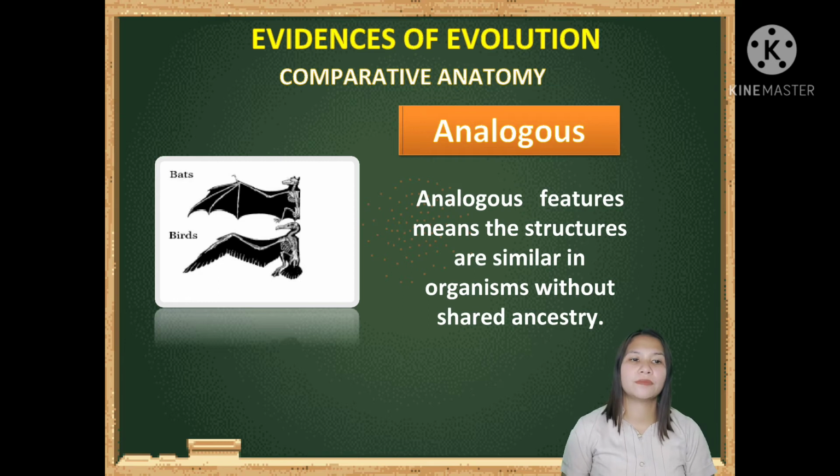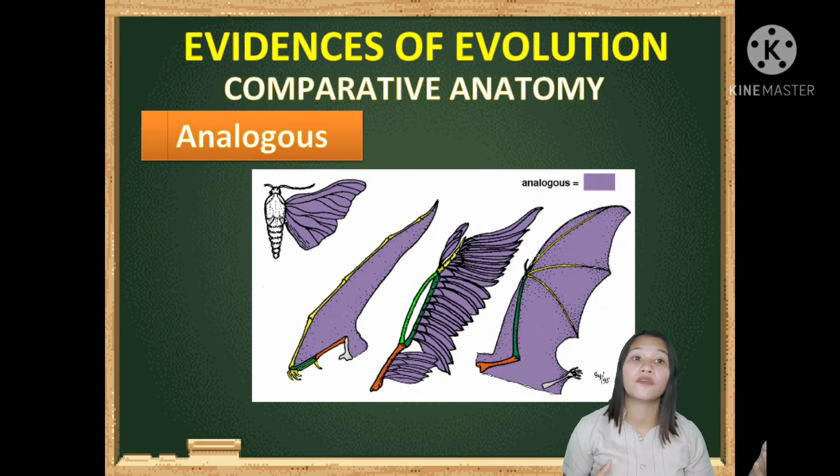Analogous features means that the structures are in organisms without shared ancestry. These structures evolved independently to serve the same purpose. An example of analogous structure is the wings of insects, birds, and bats, which they use for flying.